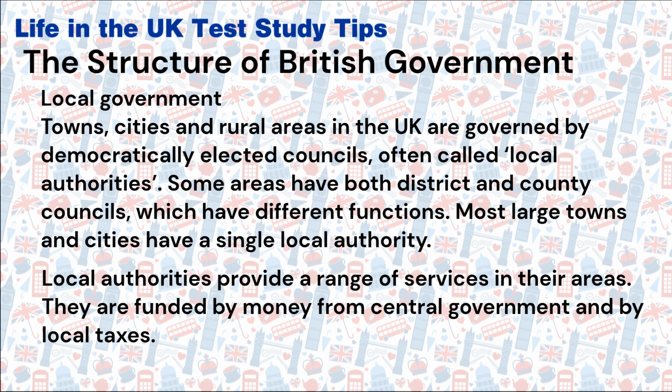Local government. Towns, cities and rural areas in the UK are governed by democratically elected councils, often called local authorities. Some areas have both district and county councils, which have different functions. Most large towns and cities have a single local authority. Local authorities provide a range of services in their areas. They are funded by money from central government and by local taxes.